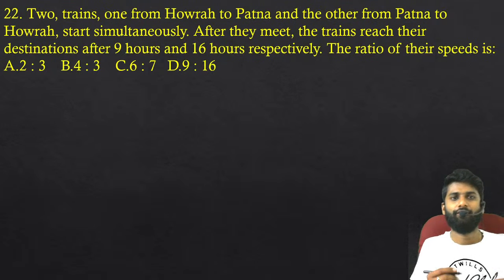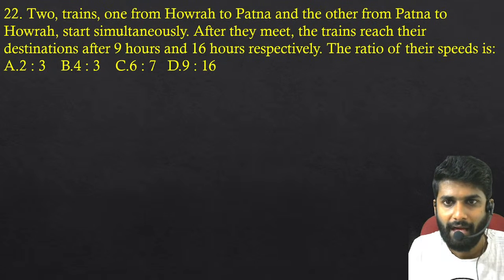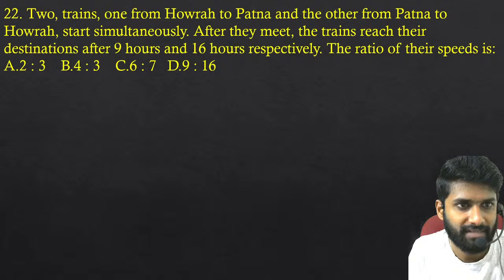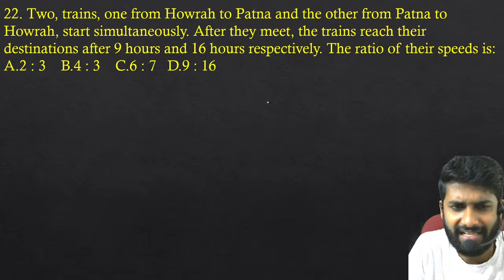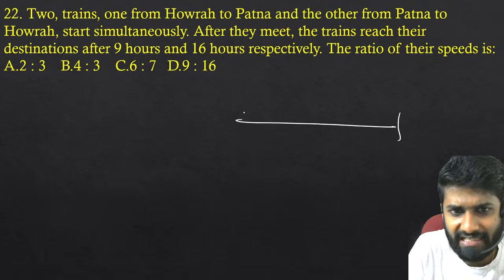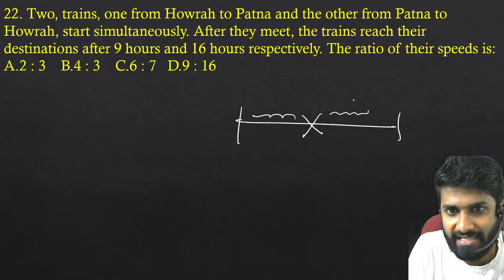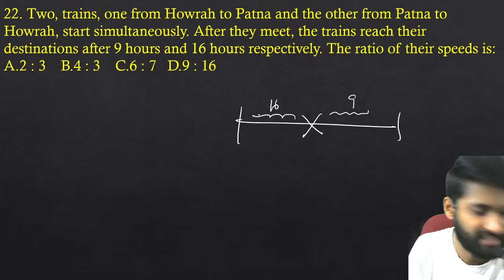Next, two trains, one from Howrah to Patna, another from Patna to Howrah. They start simultaneously. After they meet each other, they reach their destinations in 9 hours and 16 hours. Guys, this question I clearly mentioned in the third concept.